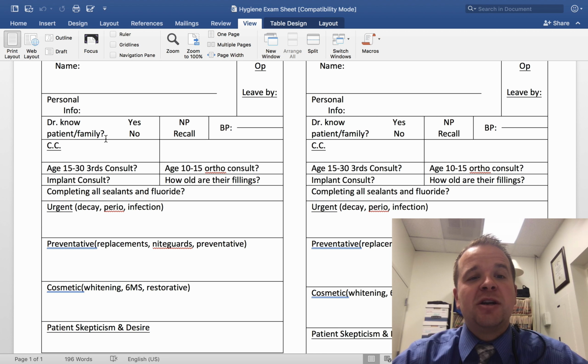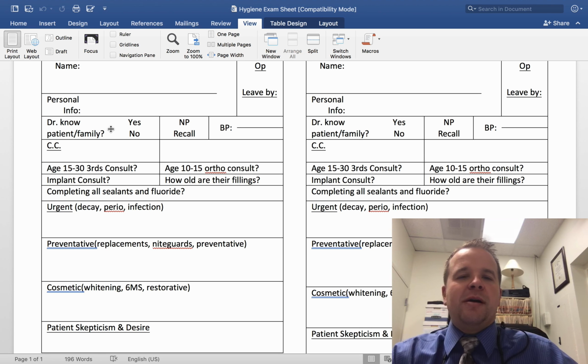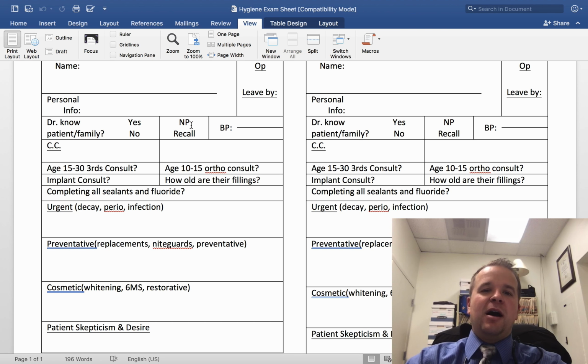If we know the patient or the family. So once again, if I've seen the mom or dad, but now I'm coming in to see the kid, you could say patient, yes, you can draw an arrow there, or family, no, or that type of thing. So that way, at least if I know the family, I have an indicator of that. One other good thing to write down here is if this is a new patient or a recall. So you can just circle that.